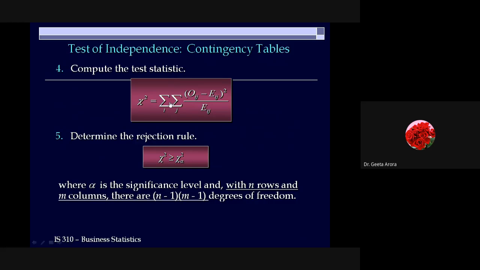The chi-square is given by a double summation. I will discuss with you why we have two summations: one is for rows, one is for columns. What we look at is the difference of observed minus expected, squared, divided by the expected value. We have to calculate this for each cell. Then we find the total chi-square.